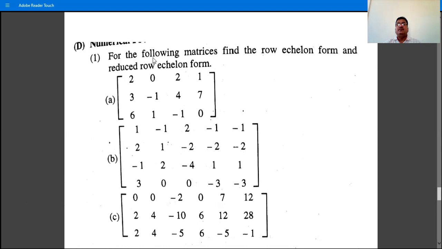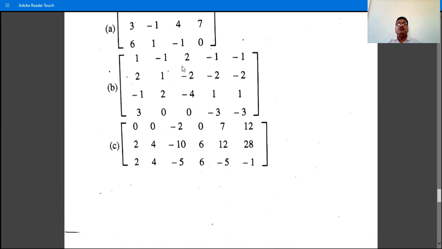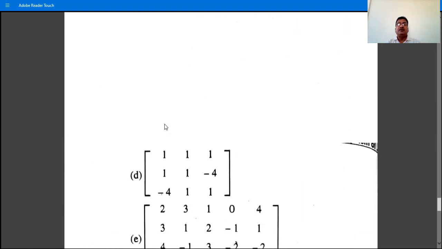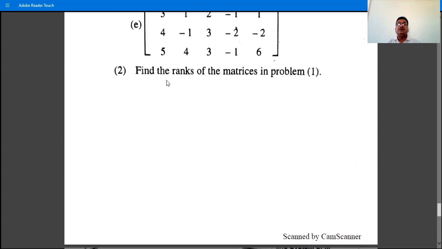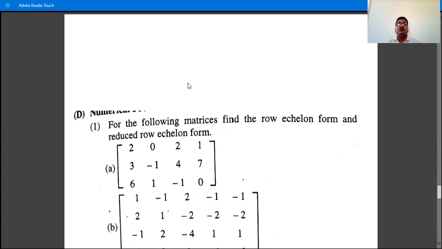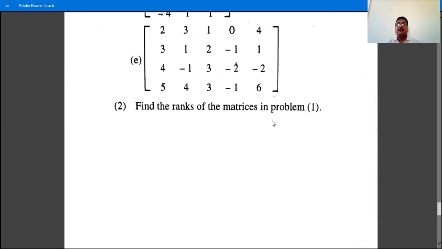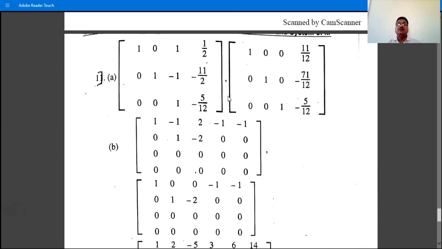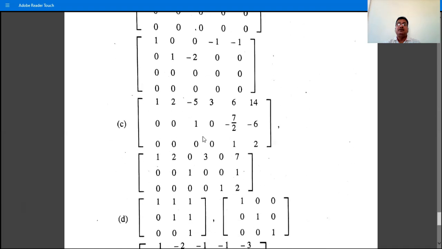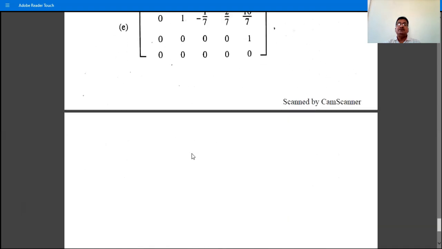So these are some examples: for the given matrices, find the row echelon form and reduced row echelon form. That is, we have to reduce each matrix to echelon form as well as reduced row echelon form. And the second question is, find the rank of each of the matrices in problem 1. In order to find the rank, we have to reduce the matrix to echelon form. So these are the reduced row echelon form and echelon form of these examples.